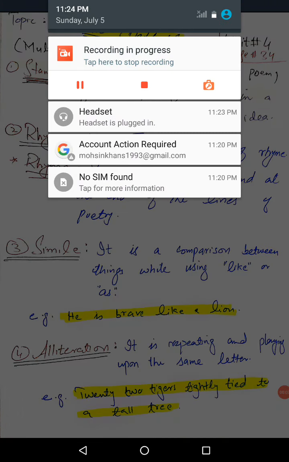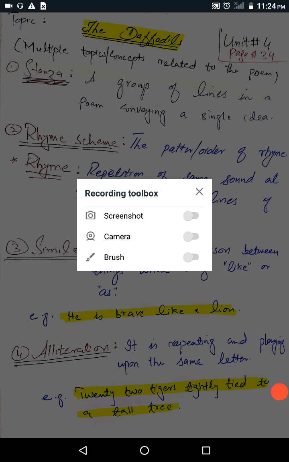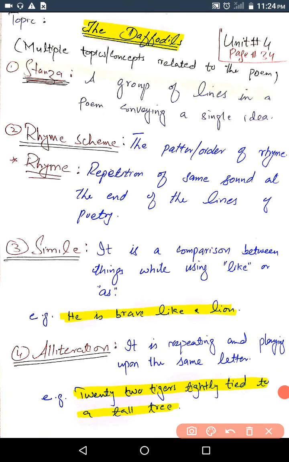Okay, students, this is another video lecture on the topic. There are multiple topics in this lecture, and it will cover your poem, The Daffodils. All these small concepts will help you to understand this poem on page 34, which is unit number 4, The Daffodils, very well. So the first one is stanza.